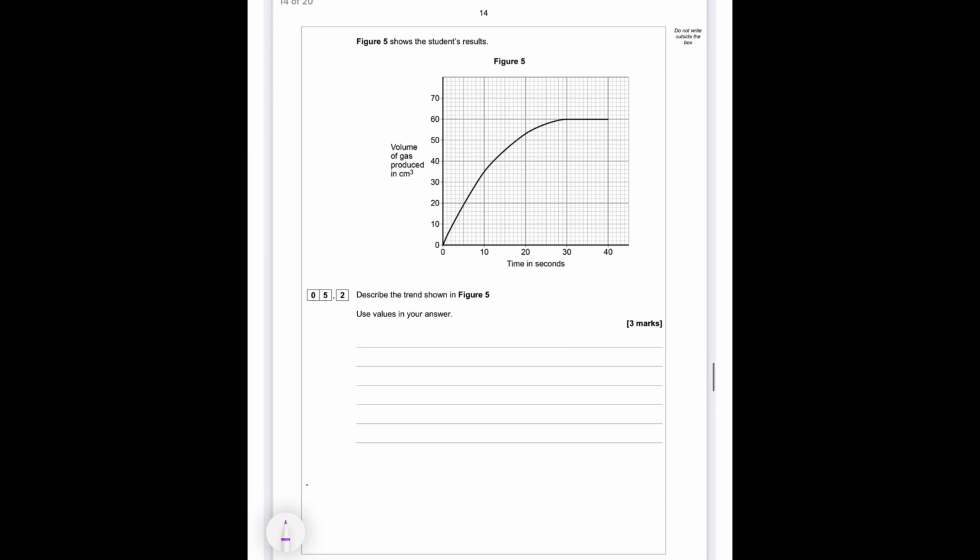Now here we're shown a graph, figure 5, showing the students' results. It says describe the trend shown in figure 5, and we've got to use values in our answers. So first of all, we would say between 0 and 10 seconds, we have a rapid increase in the volume of gas. And then between 10 to 30 seconds, the volume of gas is still increasing, but not as rapidly. And then after 30 seconds, there is no increase in volume of gas, which indicates that the reaction has stopped.